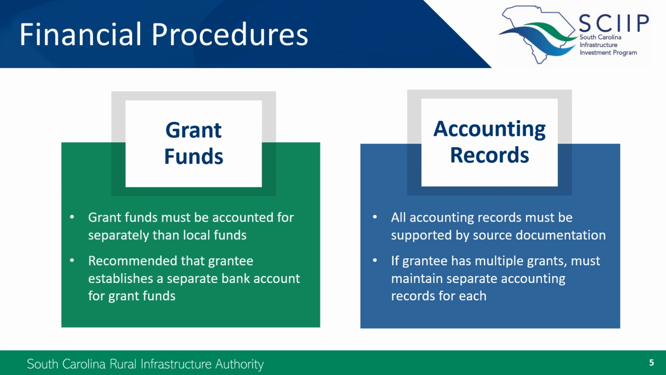Accounting records must be supported by source documentation. This documentation must show that expenditures occurred during the grant period, that they were only for allowable costs, and were approved by authorized officials. Of course, any pre-award expenses incurred on or after March 3, 2021 are eligible costs and should be submitted to RIA for review. Records should also document that checks were only written for invoiced amounts for the referenced project. And finally, separate accounting records must be maintained by grantees with multiple grant awards.